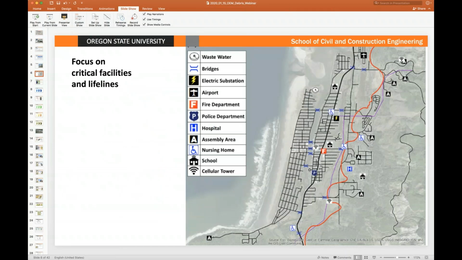In addition to the buildings that you saw in the last picture, we're also focusing on what we call critical facilities and lifelines. So this would be, for example, the transportation network, including the bridges, power networks, water networks, communications, cell phone towers, and then also things that are needed in the immediate aftermath of a disaster. So hospitals, fire departments, police departments, schools for evacuation areas, and things like that.